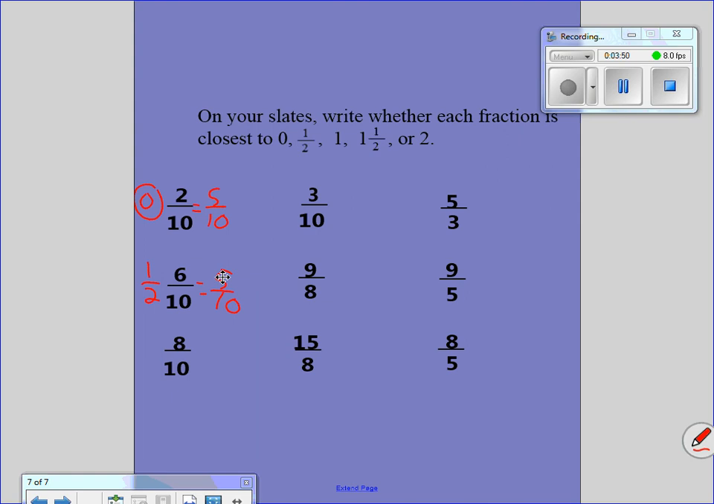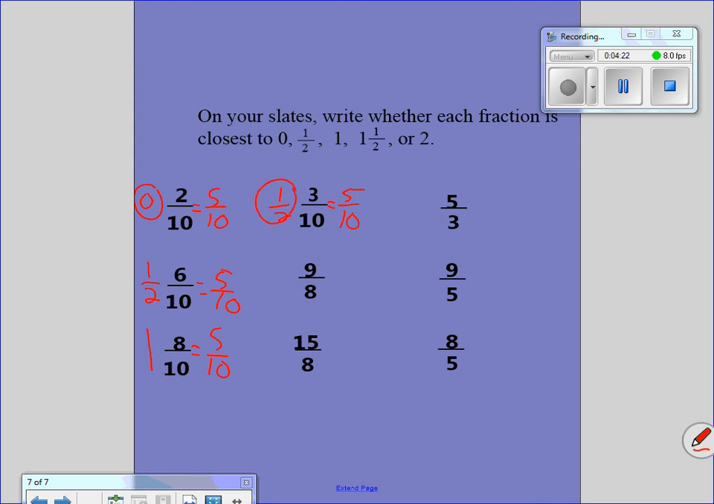8/10. Once again, we have 5/10, right? Which is half. 8 is bigger than half, or 5 would be at half, so that means 8 is closer to 1, right? Perfect. Let's take a look here. 3/10. Is 3 closer to 0 or to 5? It's closer to 5, which means this is closer to half, because 5 is half of 10.